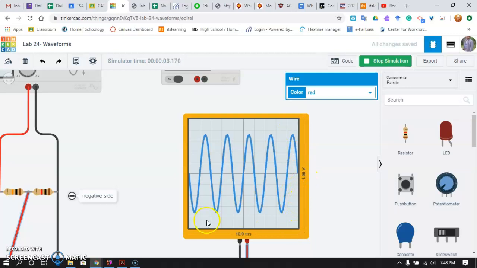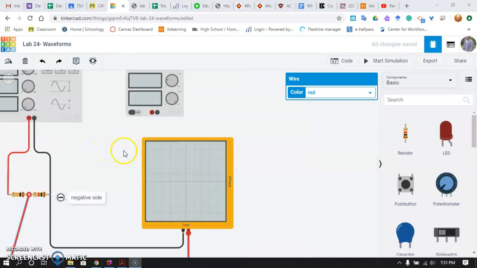You've got to divide that so you know what each square is equal to. So we're looking at 1/10 of a volt, or 0.1 volt, across the 1K ohm resistor. Okay, now let's look at the 10K ohm resistor.